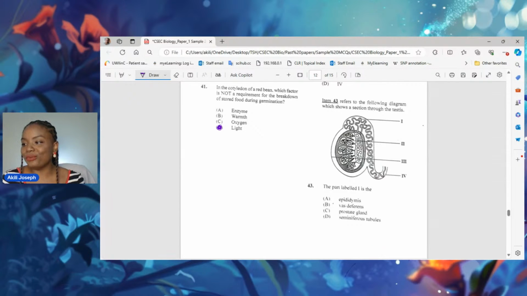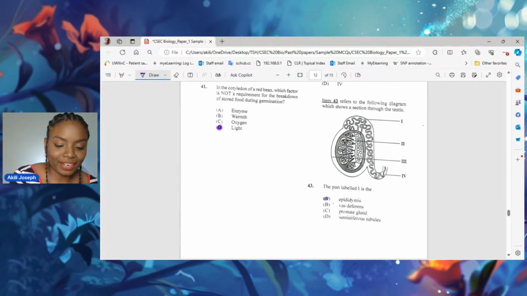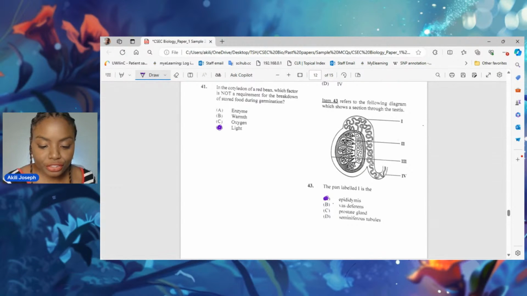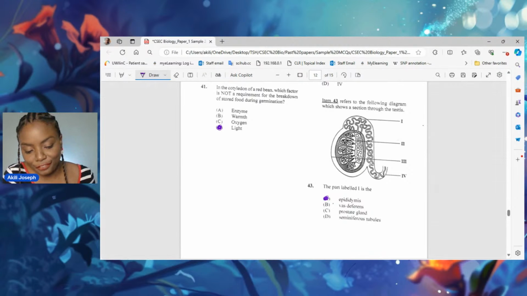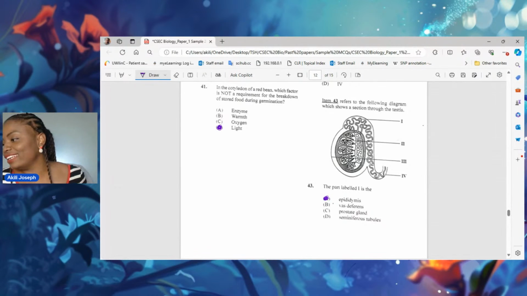For 43, 1 is pointing to the epididymis, right? Your seminiferous tubules would be 2, the prostate gland is not depicted, and your vas deferens, well, 4 will go into that, right? So 4 is the start of that.